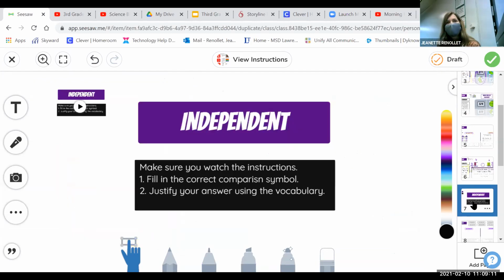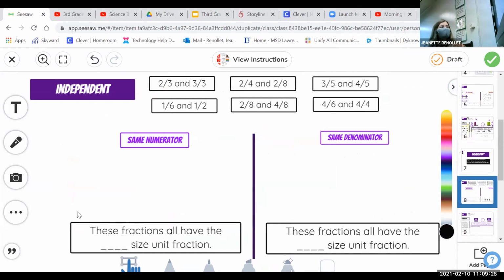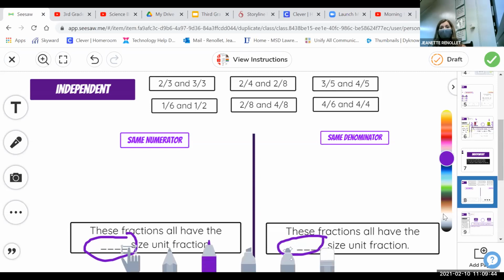Today for independent work, on slide number 7, it gives you some directions. It says, make sure you watch the instructions. Fill in the correct comparison symbol. Justify your answer using the vocabulary. You are going to complete problems just like we did together. You're going to sort them into the correct category or column, and then fill in the correct word to explain your thinking.